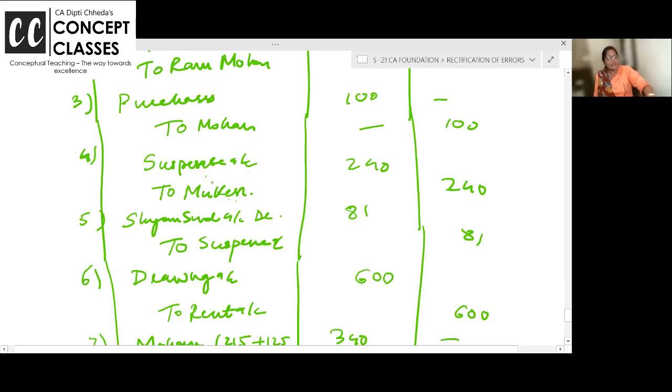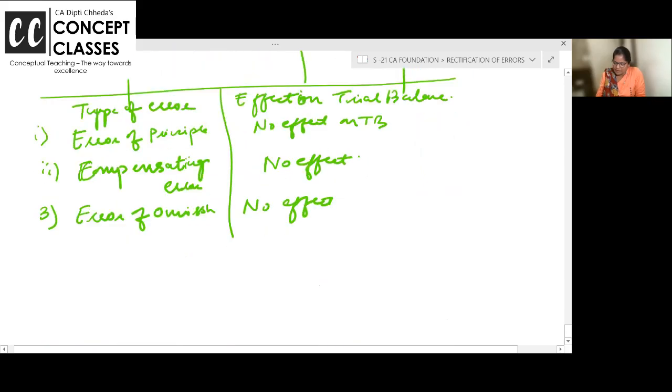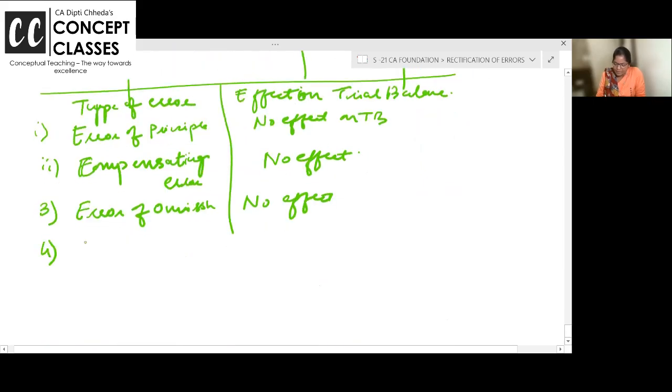A return of 120 from Mukesh. So sales return debit, Mukesh also debit. 240 debit. Credit is not there. So what is the impact on the trial balance? Credit is short by 240. Yes or no? And then when you rectify, the suspense account will come on the debit side. So the fourth entry is error of commission.